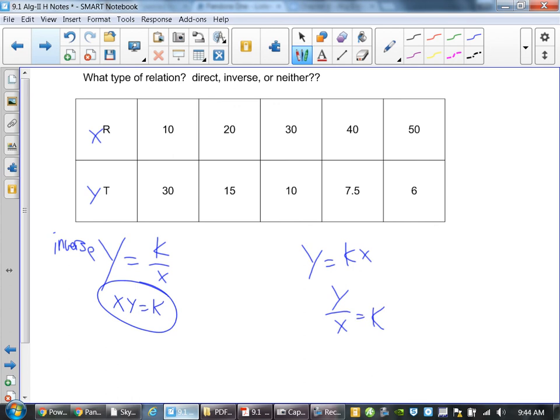So in this case here, what's our value of k? 300.